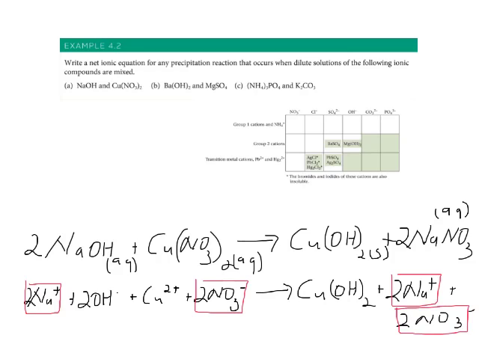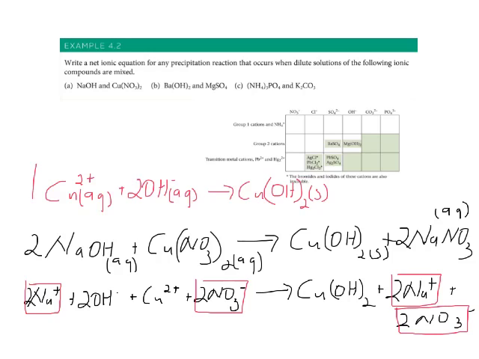So I'm going to write this right up here, what actually happened. I'm going to write it completely. So Cu 2 plus aqueous plus 2 OH minus aqueous gives Cu(OH) taken twice, and that's a solid. And this is referred to as a net ionic equation.